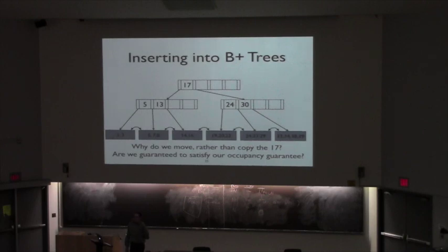So why do we take the 17 and why doesn't the 17 appear in any of the second level non-leaf nodes? If we're visiting this pointer, what are the bounding values for this pointer? More than 13, less than 17.